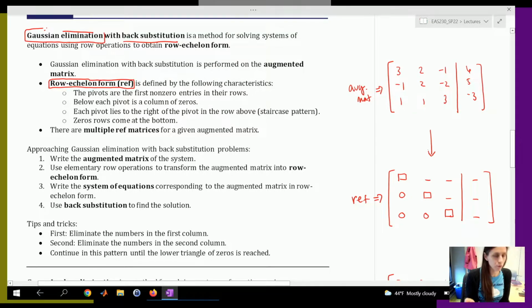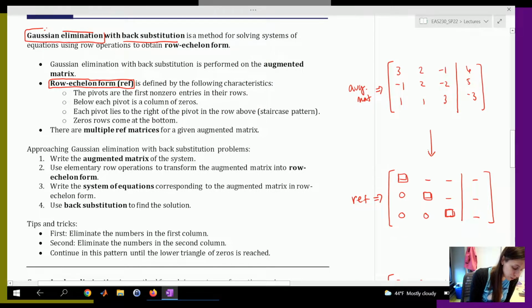Essentially, with row echelon form, you end up with a lower triangle of zeros, but it's defined by these four characteristics. The pivots are considered the first non-zero entries in your row. If I look at this augmented matrix up here, this would be a pivot, this would be a pivot, and this would be a pivot. In row echelon form, the pivots are going to be the first non-zero entries in your rows, and they're going to be in a staircase pattern, something like this. That's the definition of a pivot. It's the first non-zero entry.